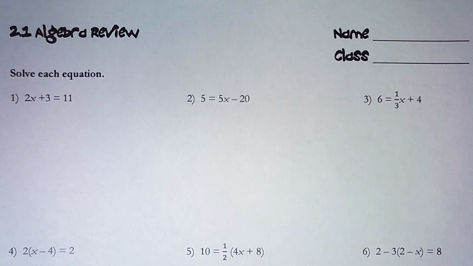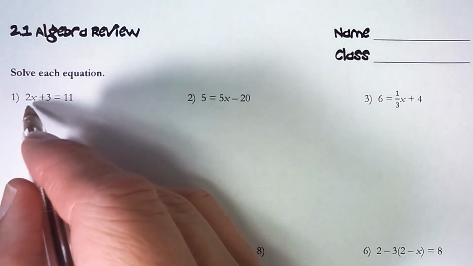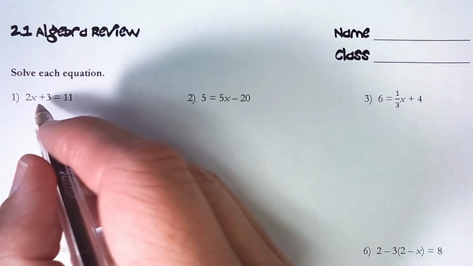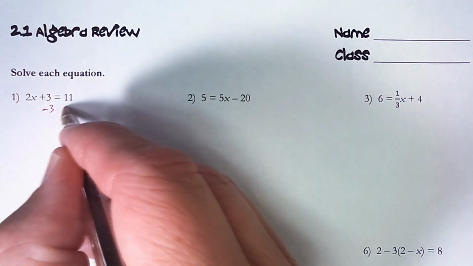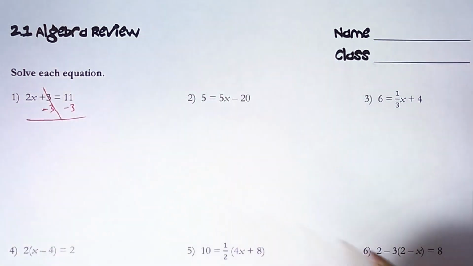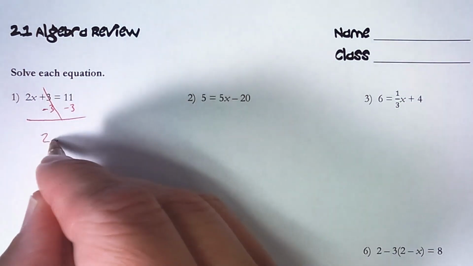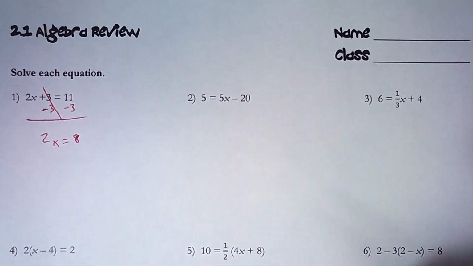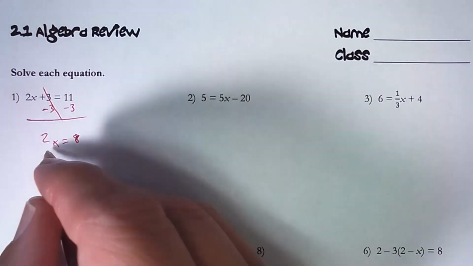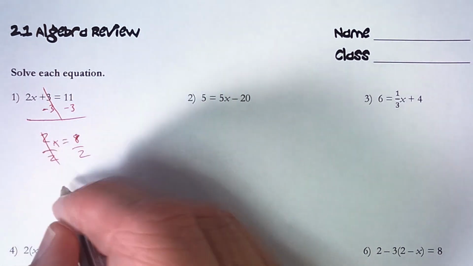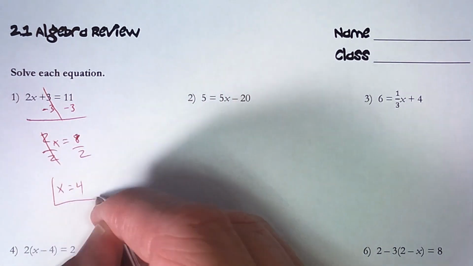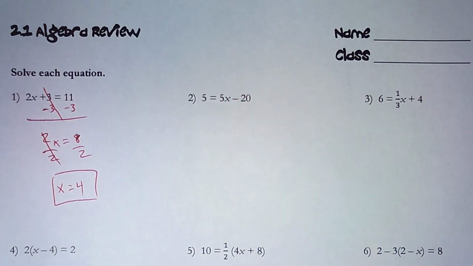in this video. So for number 1, 2x plus 3 equals 11, the first thing I need to do is move that 3. So I get 2x equals 8. Okay, then I can divide by 2, and 8 divided by 2 is 4, so x equals 4.